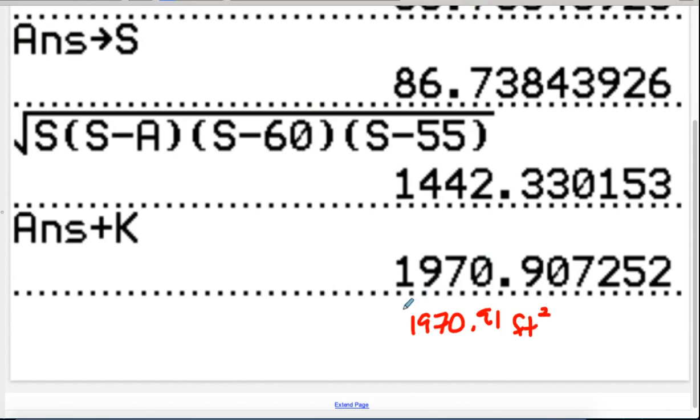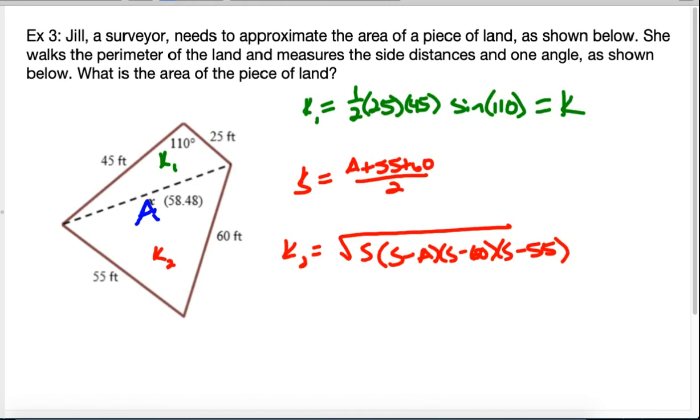Now, we can use this idea, like I mentioned, to find the area of any polygon given enough information. On one of your homework problems, there is actually a pentagon that you're going to have to split up into 3 different triangles and find the area of those 3 triangles.